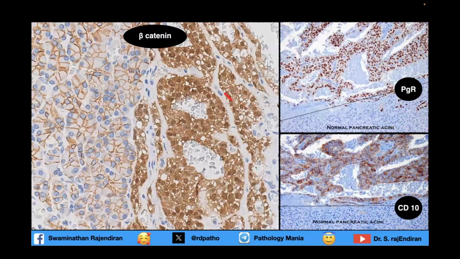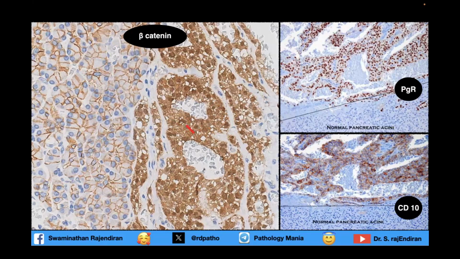This is what I am telling. This is the normal pancreas adjacent to solid pseudopapillary tumor, and normal beta catenin will be membranous positive. So you cannot call it beta catenin positive. This is the normal pattern, whereas here it is both in the cytoplasm and in the nucleus. So this is beta catenin abnormal expression. This is normal expression. This is abnormal expression.